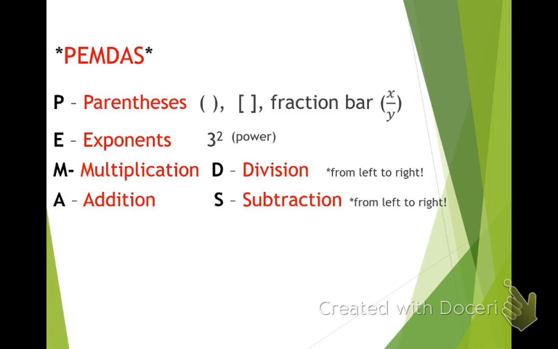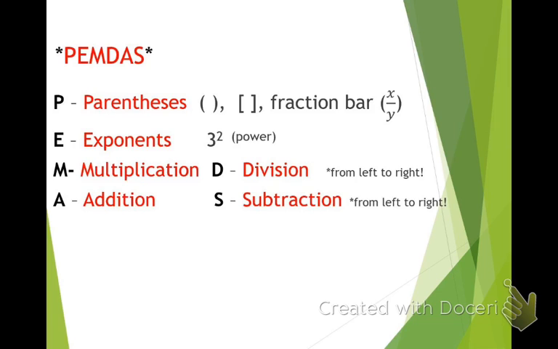Next up, the E stands for exponents. So if you're looking at this right here, this is 3 squared, or 3 to the second power. Can someone tell me what 3 squared means? Riley, what's it mean? 3 times 3. It means 3 times 3. What does 4 squared mean? 4 times 4. What does 10 squared mean? 10 times 10, okay? So whenever you see those exponents, that'll be the second thing we're looking for.